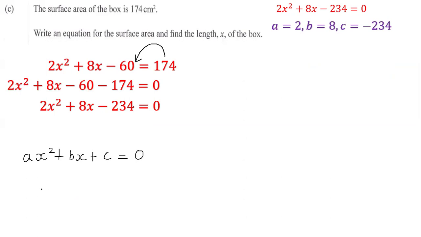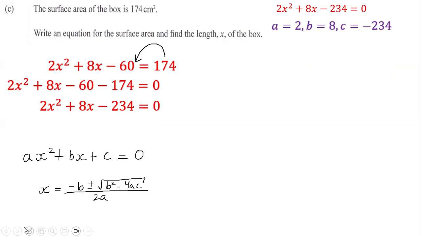And using this, the quadratic formula is x equals negative b plus or minus the square root of b squared minus 4ac, all over 2a.